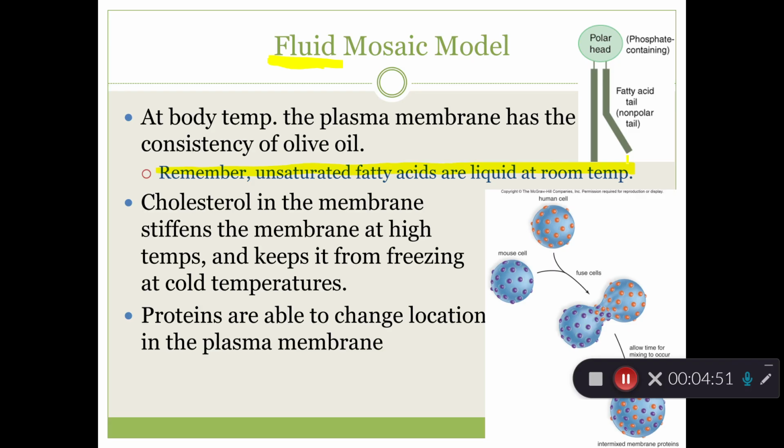Proteins are able to change location in the plasma membrane. So they're kind of wiggling all the time, moving throughout.